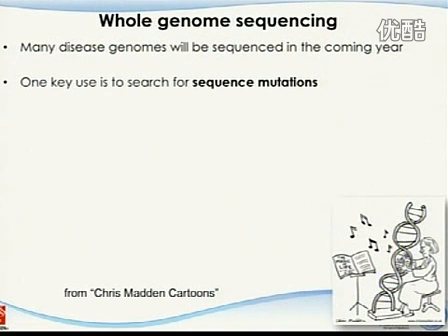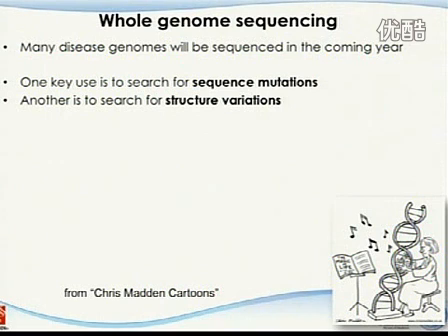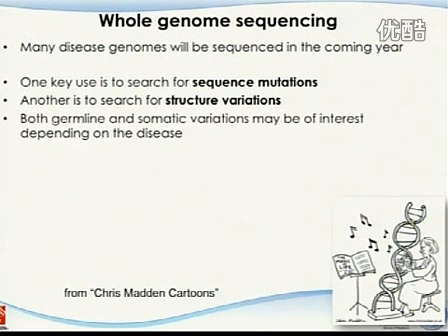There are subtle differences. And another thing is to search for the structural variations. These are things that were not extensively studied due to the limitations of technology. Okay, and so we can get into that a little bit. And this is very important. Both germline and somatic variations may be of interest depending on the disease.